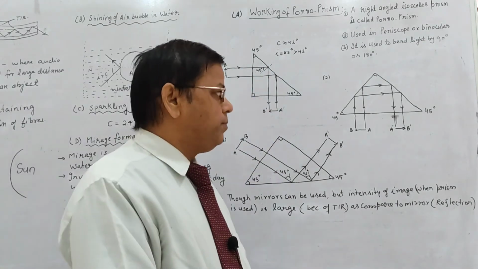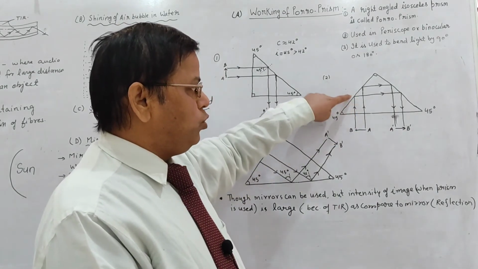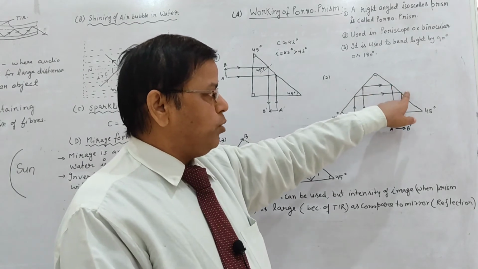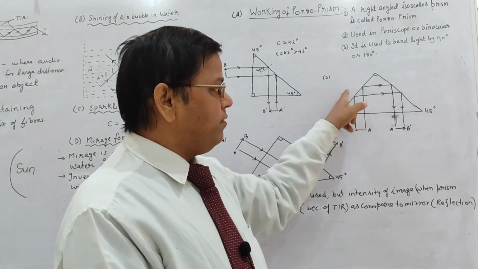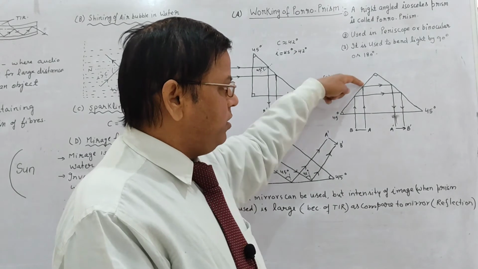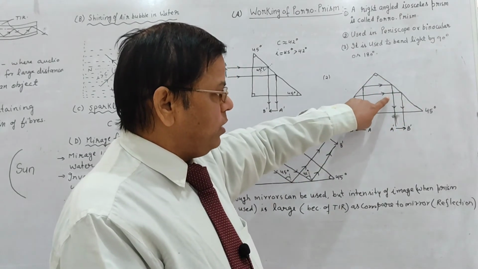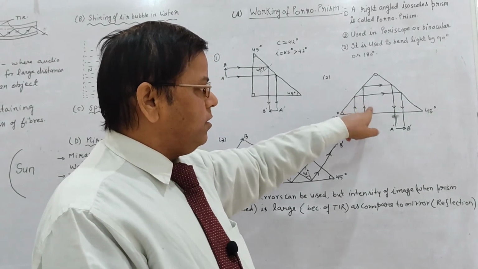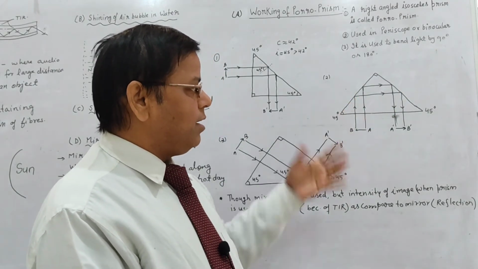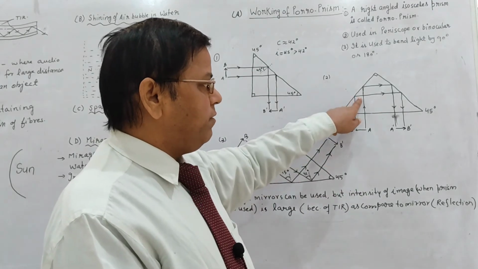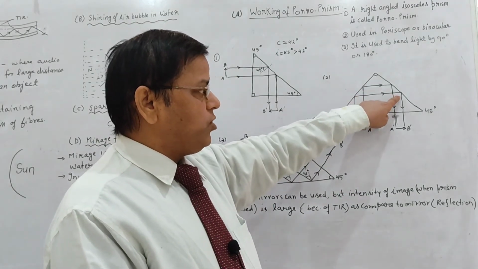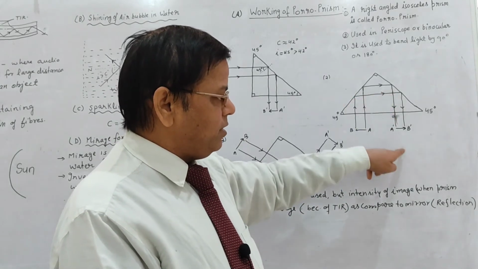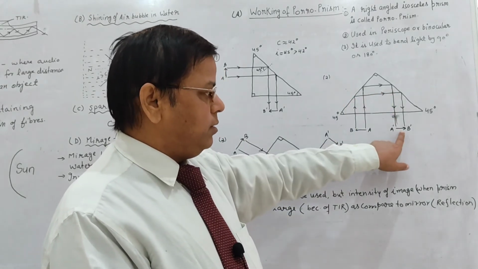Similarly, in this case, total internal reflection occurs at this point, this point, this point, and this point. Here there are two total internal reflections, at this face and at this face, because when light goes from glass to air, the angle of incidence will be 45 degrees, which is more than the critical angle. So there will be total internal reflection here and here. So here light is deviated by 180 degrees. This is the object, and this is the image.